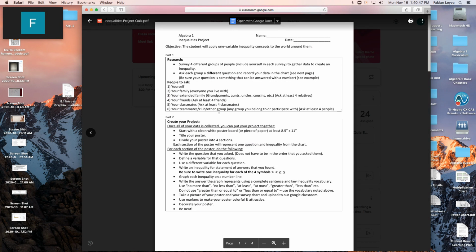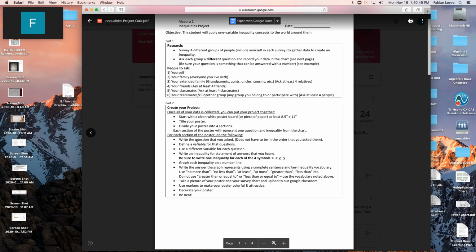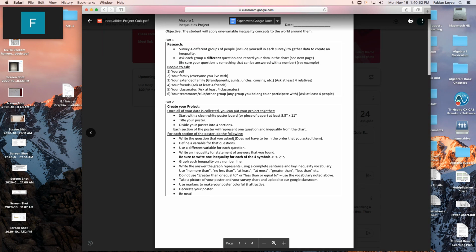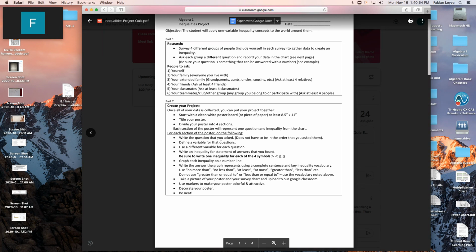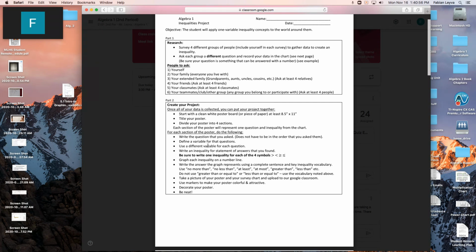So you go back over here. You need to write down the question that you asked. Order doesn't matter. Just write down the question in each of the 4 boxes. Define the variable for that question. That means that when you put b is greater than some number, you need to tell me what the b is, the c, and so forth. Use a different variable for each question.